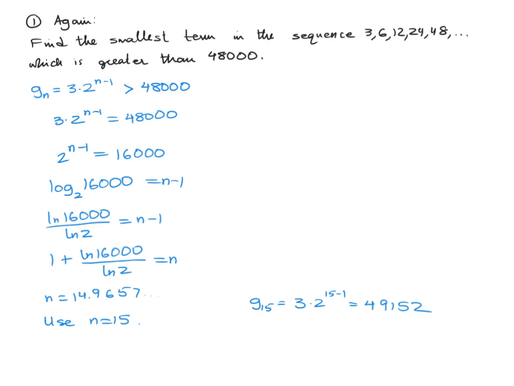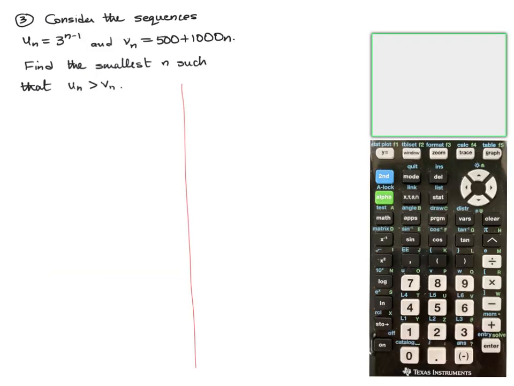So I'm going to do an example where this method will not work. So in this example, we have two sequences, this sequence and this sequence, and we're trying to find the smallest n such that u sub n is greater than v sub n. Now this is going to be exponential, but this is not, but it still has the variable n in it, and so logs is going to fail.